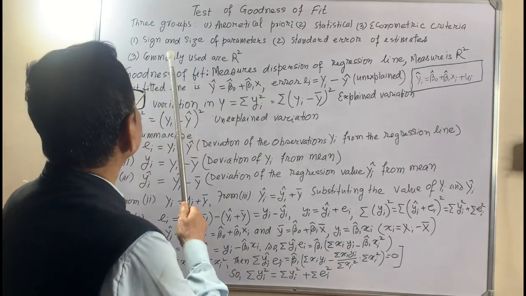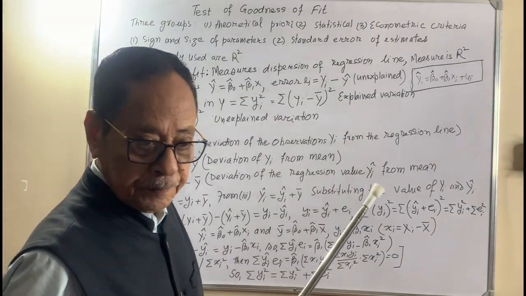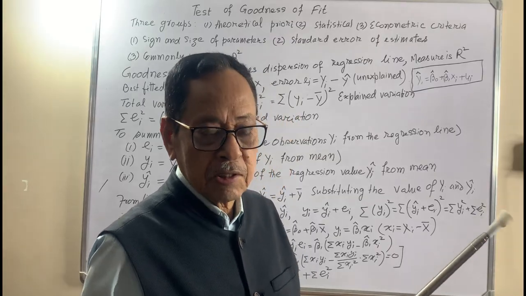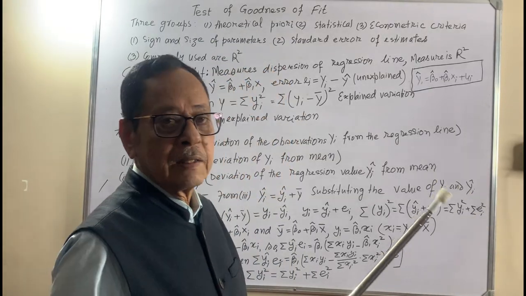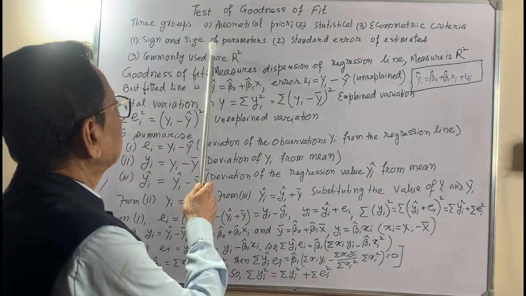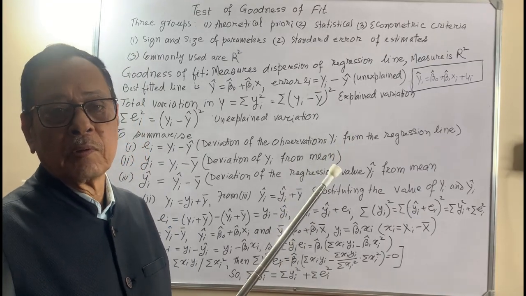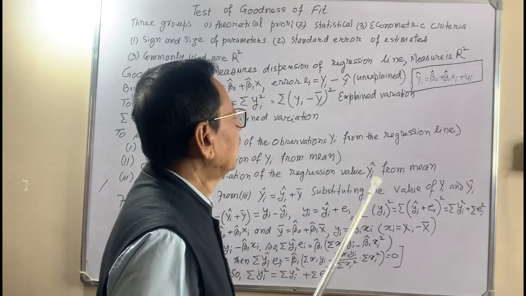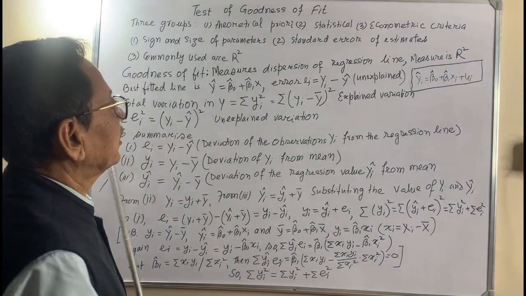Then sign and size, it should not be abruptly high. If it is not well fitted, then it may so happen that the size of the parameter is very high or very low, which cannot be interpreted. So this is generally seen in theoretical a priori.